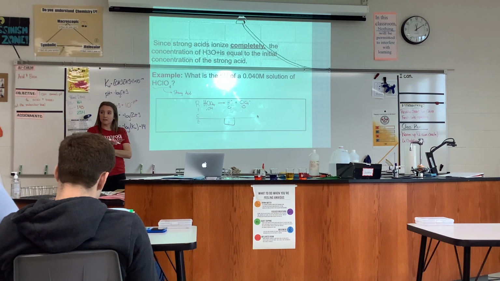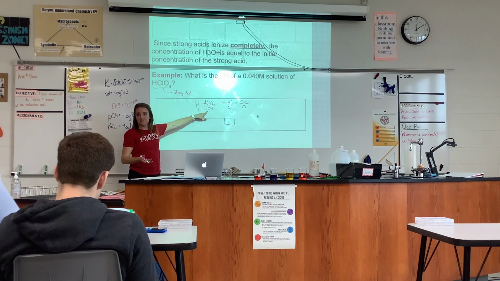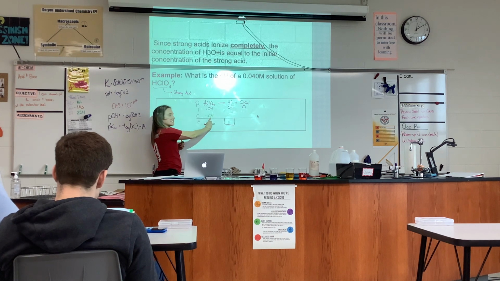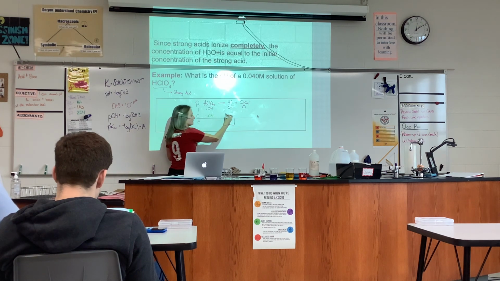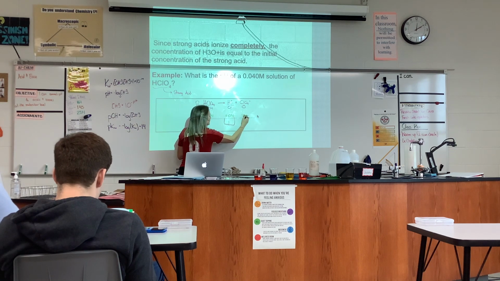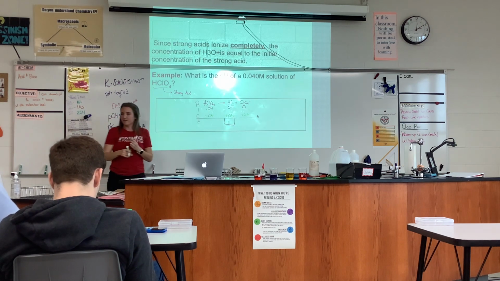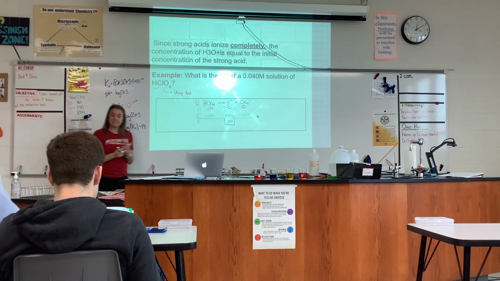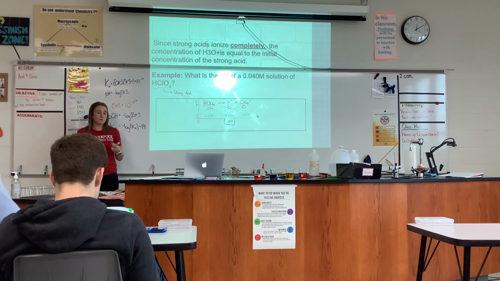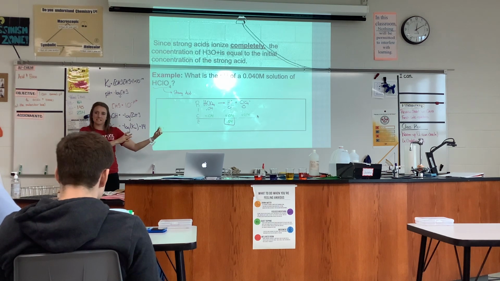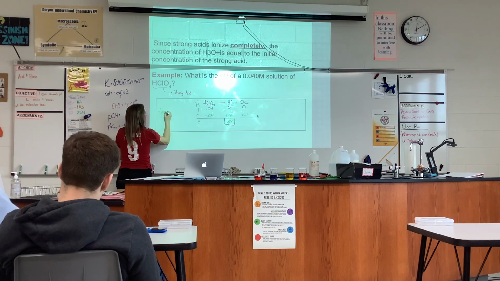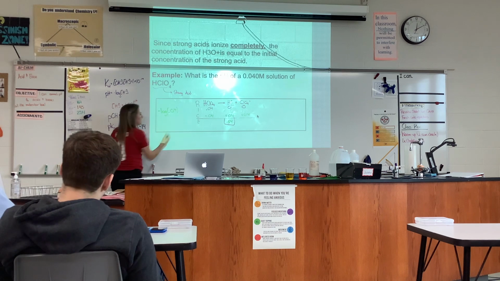Well, since it's strong, how much of this is left in the end? None, right? So all of this goes away, which means if this decreases by 0.04, technically this one too. I don't really care about that substance, but you want to fill in your RICE chart, which means the amount of H plus is the same. So when something is strong, you don't have to do RICE charts because whatever you started with is the amount that was created. So to find the pH of this, I would just take the negative log of 0.04.